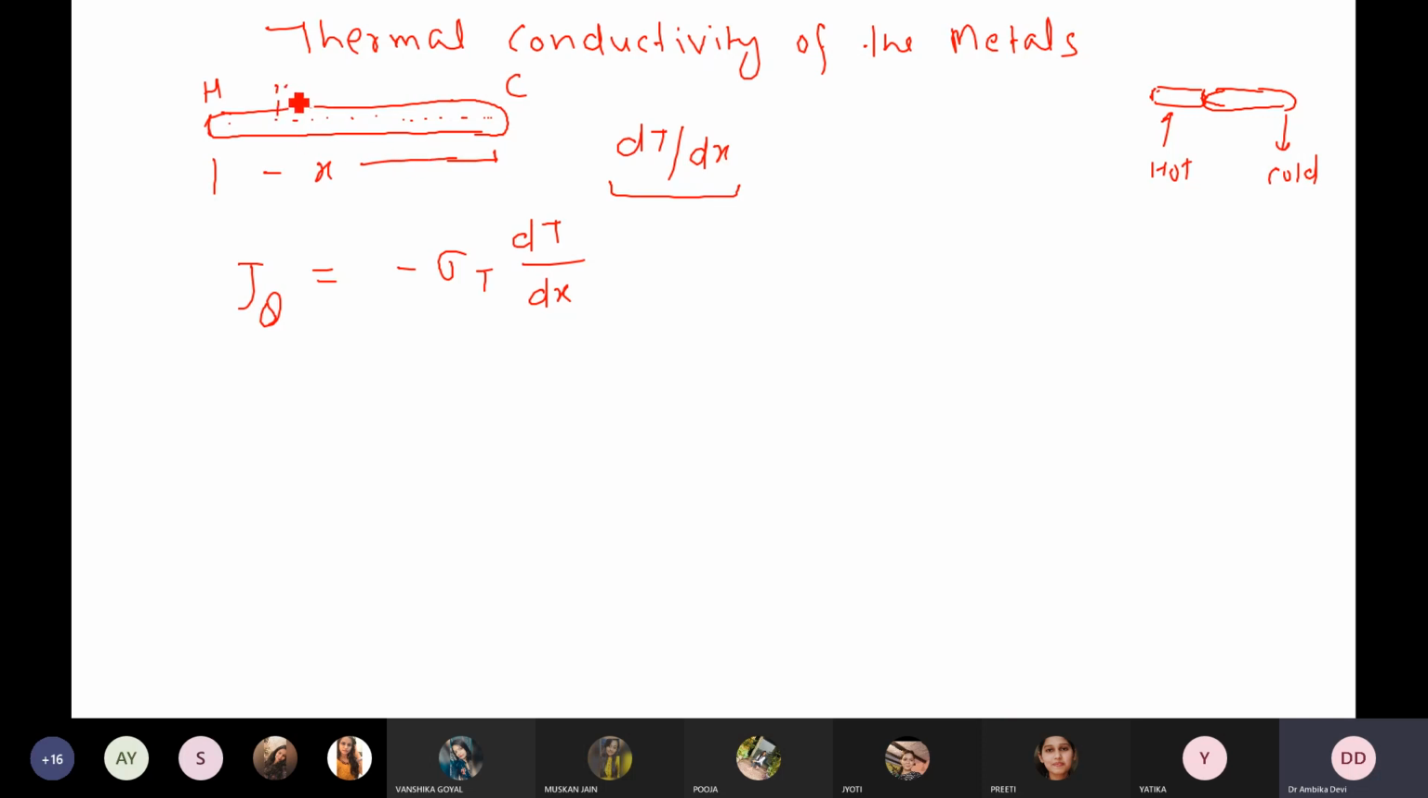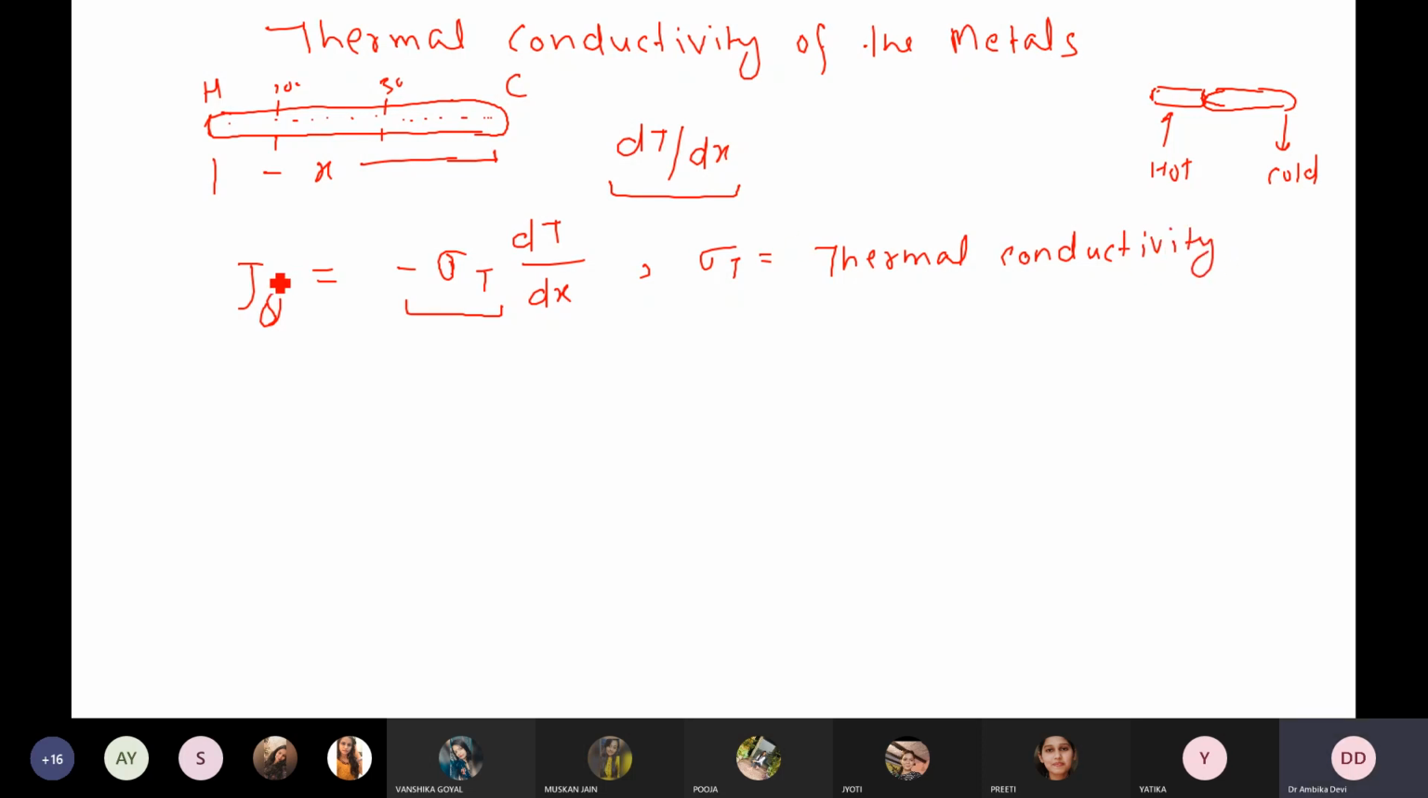If here the temperature is 20 degrees and here the temperature is 30 degrees, the gradient will be the difference of the temperature divided by the difference of the length here and the length here, right? So the heat transfer is proportional to the gradient of the temperature with respect to x. That proportionality constant is the thermal conductivity, sigma_T, and sigma_T is known as the thermal conductivity of the material. Okay, so sigma_T is called thermal conductivity.